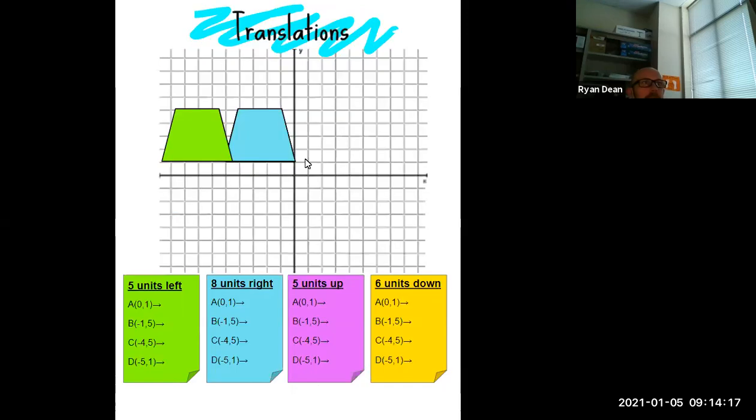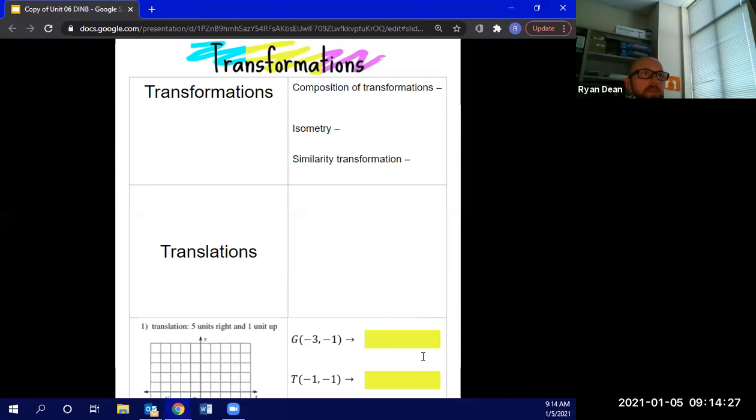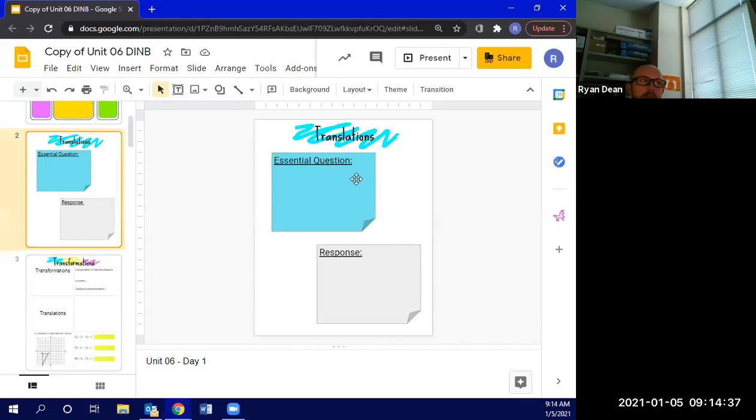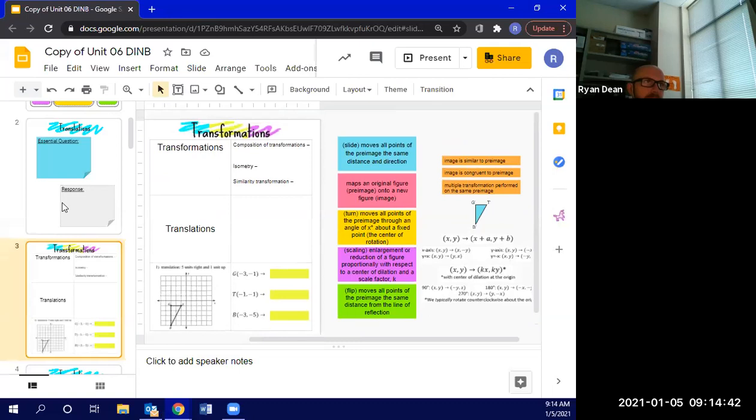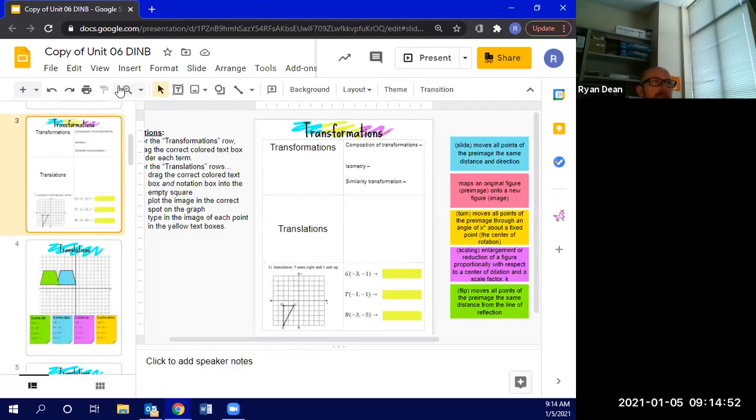So we have to answer a few questions about translations or just transformations in general. The first being, what exactly is a transformation? Here we have all of these words, and each one of these you can drag and drop. What we're going to do is first define what a transformation is.